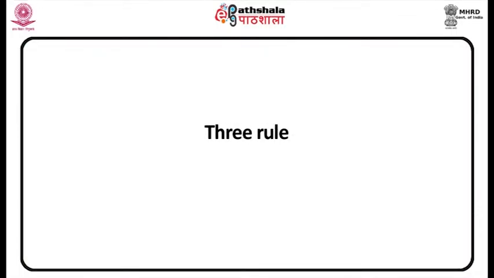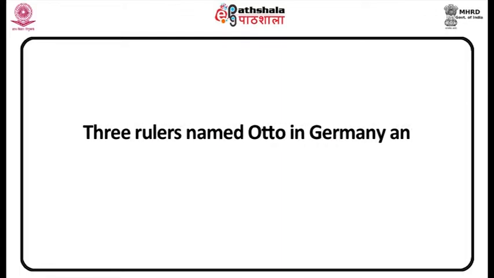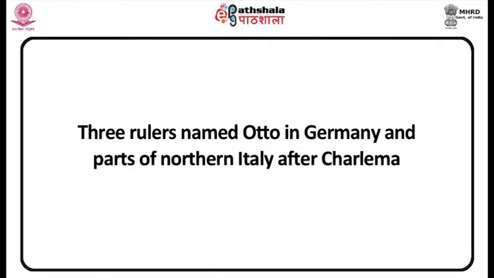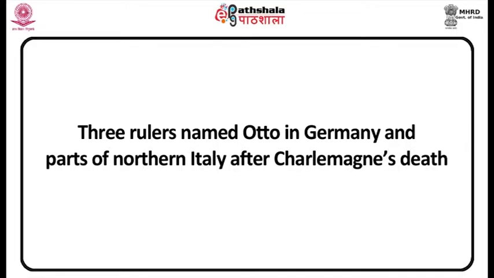Let us now discuss the Ottonian period. Ottonian refers to the three rulers named Otto, who stabilized the Holy Roman Empire after disruptions following Charlemagne's death. Their empire included only Germany and parts of northern Italy, and was therefore smaller than Charlemagne's.